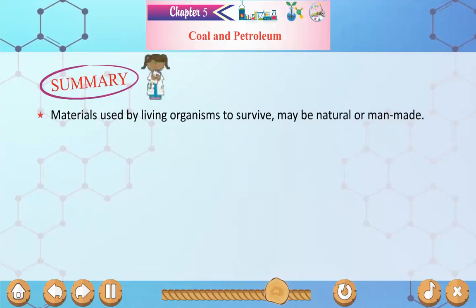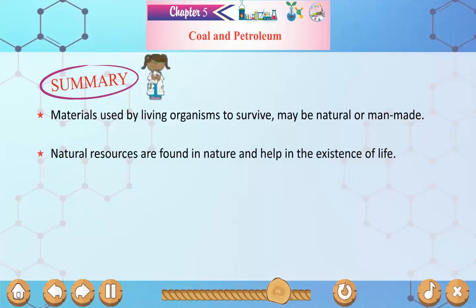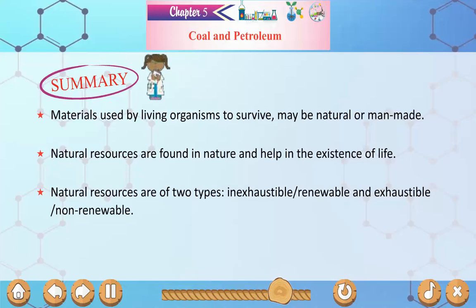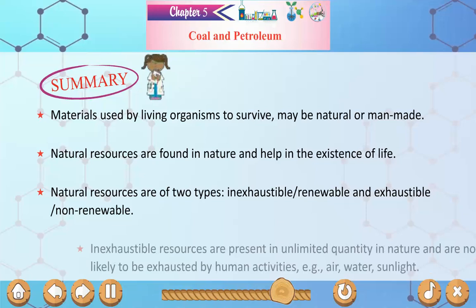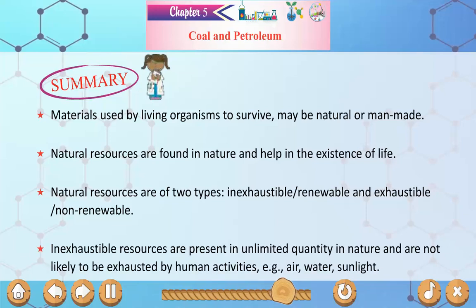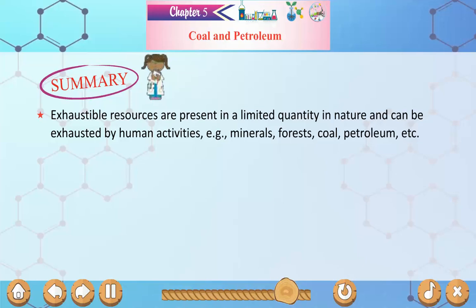Summary. Materials used by living organisms to survive may be natural or man-made. Natural resources are found in nature and help in the existence of life. Natural resources are of two types: inexhaustible, renewable, and exhaustible, non-renewable. Inexhaustible resources are present in unlimited quantity in nature and are not likely to be exhausted by human activities. Example, air, water, sunlight. Exhaustible resources are present in a limited quantity in nature and can be exhausted by human activities. Example, minerals, forest, coal, petroleum, etc.